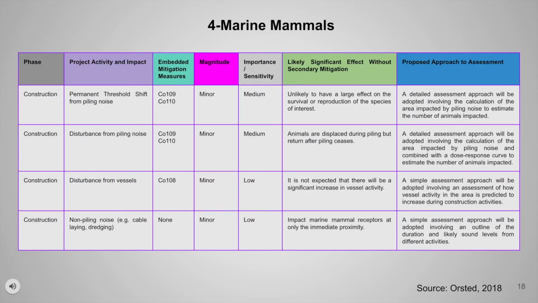The fourth category is marine mammals. In the construction phase, the project activity and impact is the disturbance from piling noise. It has minor magnitude and medium importance. Its likely significant effect is that evidence from telemetry and acoustic detection data at previous offshore wind farms shows animals are displaced during piling but return after piling ceases.